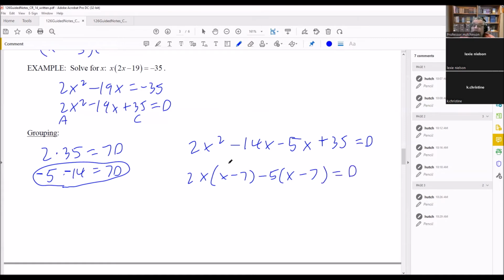If you did it correctly, you should see the same thing repeating like that. So x minus 7 is a repeated factor. What's left over is 2x minus 5.